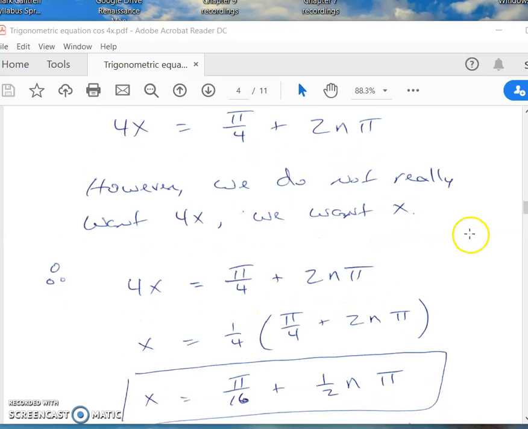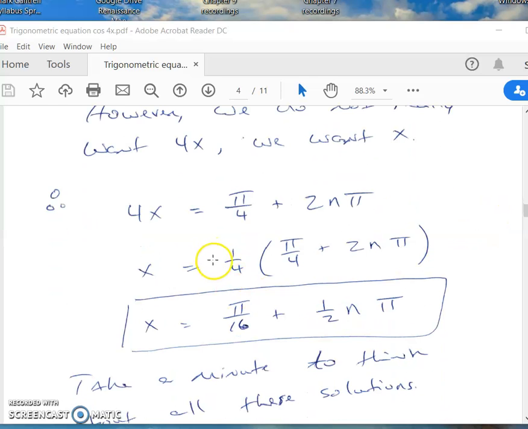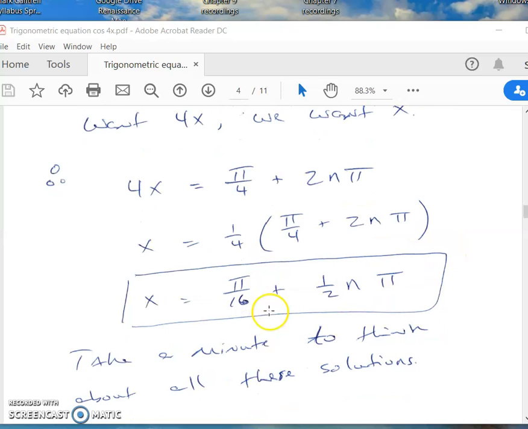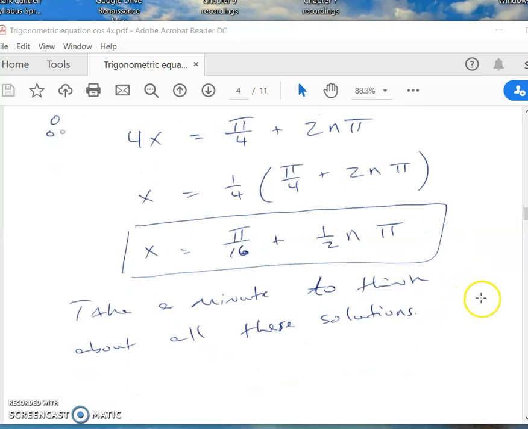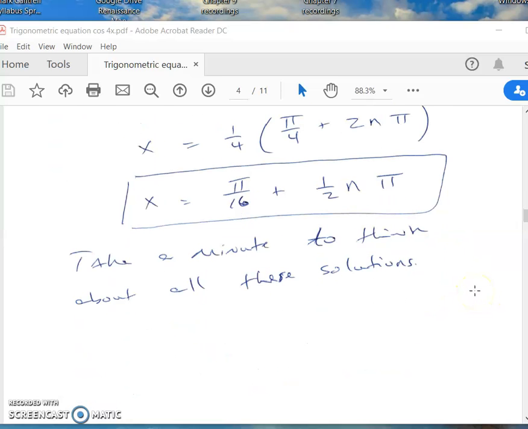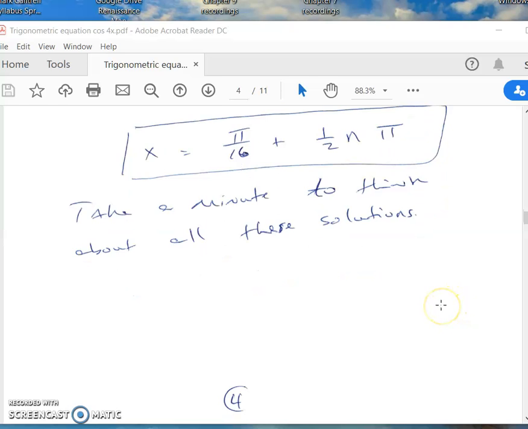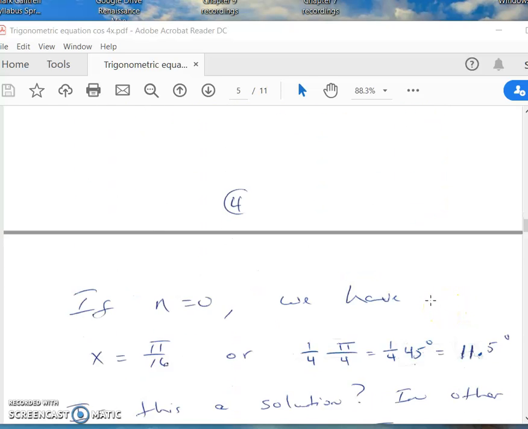That's what we have right here. We multiply both sides by 1/4. And then what do we get? Finally, pi over 16 plus 1/2 n pi, because 1/4 times 2 is 2 over 4. That's 1/2. Gives you that. Okay, I'm sure you can see that. Now, here's what I want you to do. I want you to take a minute. Let's think about all these solutions and go through this with me.